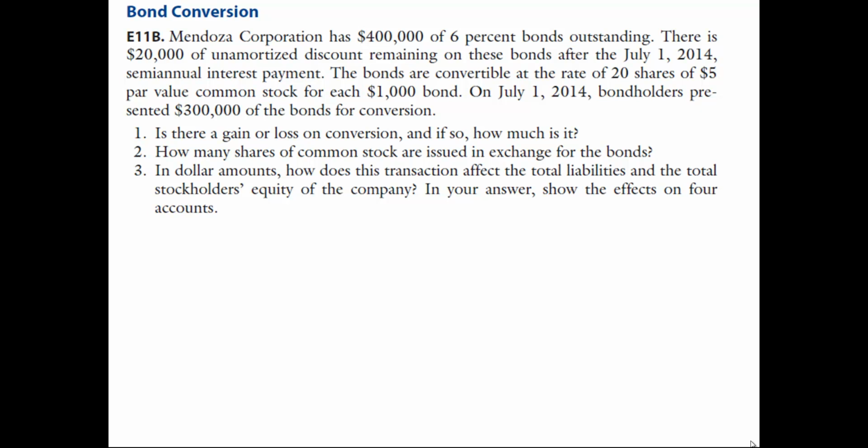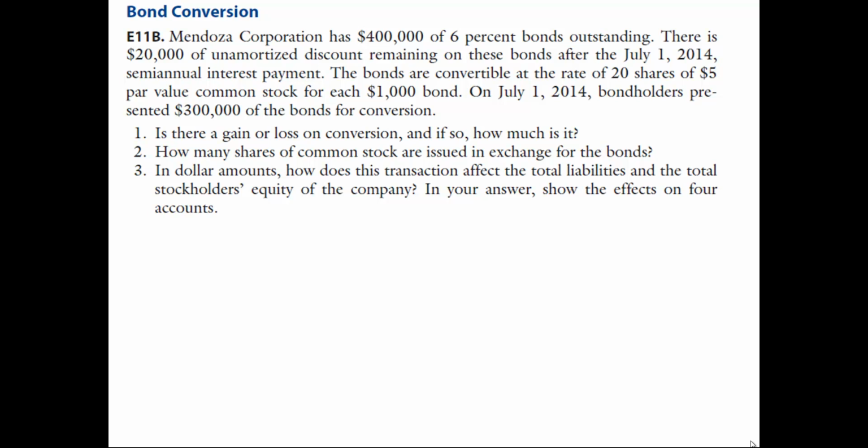In this example, we are looking at bond conversions. During a bond conversion, we're taking bonds and turning them into common stock. So we have the Mendoza Corporation, which has $400,000 of 6% bonds outstanding. There's $20,000 of unamortized bond discount remaining on these bonds.